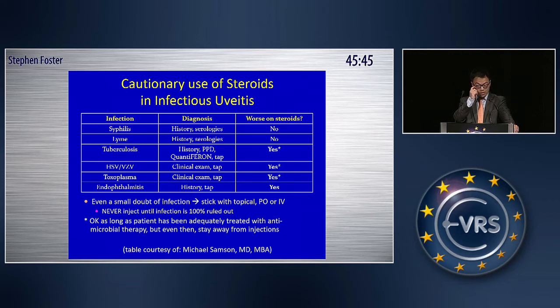And toxo, for sure, it gets worse on steroids, and that's why you always want to start the anti-toxoplasma therapy before you start people on systemic oral steroids. And in endophthalmitis, of course, we all know steroid doesn't make it better. And so whenever there's even a small doubt of infection, you don't want to inject anything near the eye.